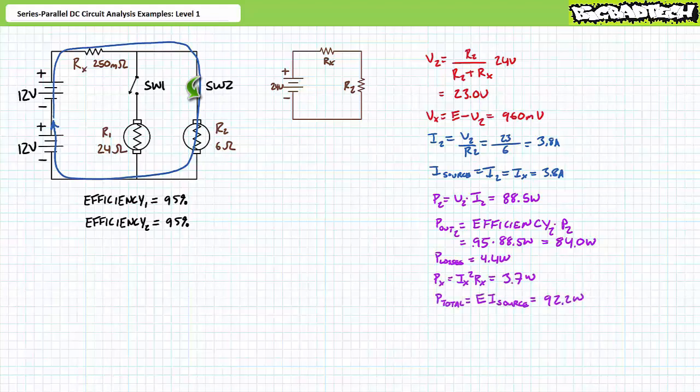Total power equals supply voltage times source current. Substituting our given values yields 92.2 watts. Ultimately, 92.2 watts went into this system, and 84 watts of usable power came out. Efficiency is output over input. Substituting our given values yields 91.2% efficiency.